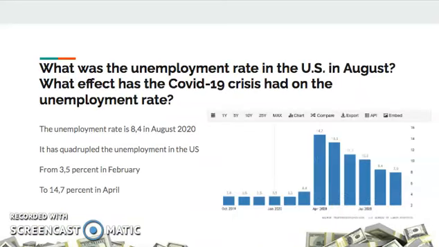What was the unemployment rate in the US in August? The unemployment rate was at 8.4% in August 2020. And the effect of the COVID-19 crisis had on the unemployment rate is that it has quadrupled the unemployment rate in the US from 3.5% in February 2020 to 14.7% in April 2020, which is shown on the graph to the right.